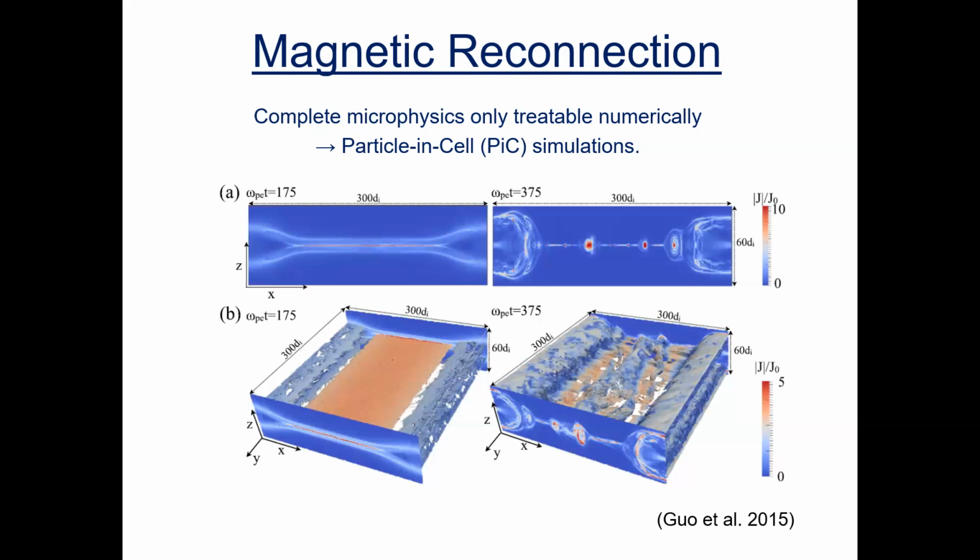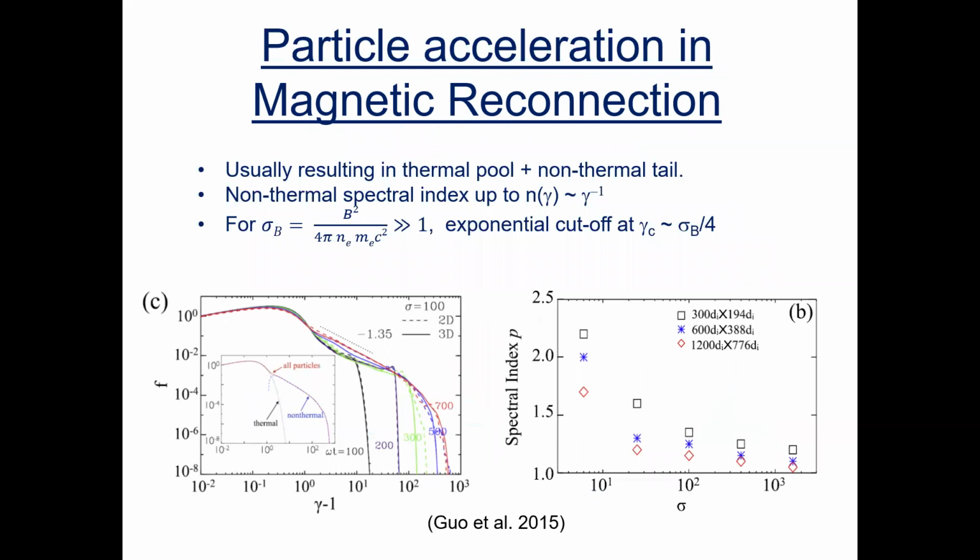This is just one example. There's a huge body of literature on particle-in-cell simulations of magnetic reconnection. Most of them find results that are very similar to what we see here. So we typically see a thermally heated pool of electrons, but then also a pool of non-thermal electrons being pulled out. One can get a very rough estimate in terms of the magnetization. If you have a very large magnetization, the maximum energy you can reach with magnetic reconnection is of the order of this magnetization factor.